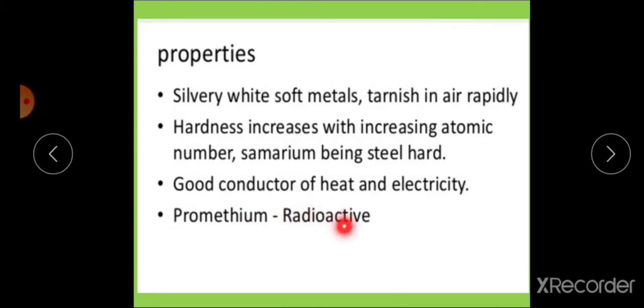Promethium is the only element in the lanthanide series which is radioactive. Except promethium, all the lanthanides are non-radioactive.